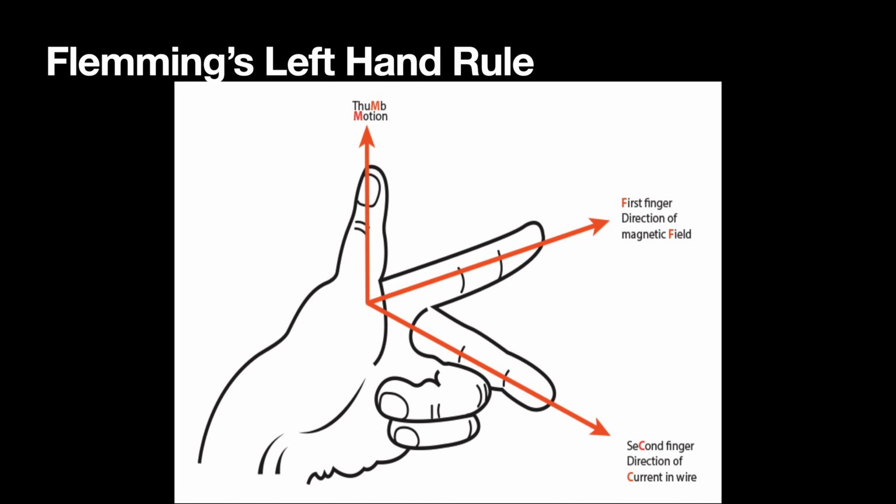If we make our hand into this shape here, our thumb represents the direction of motion or the force experienced by the wire. Our first finger represents the direction of the magnetic field, and our second finger represents the direction of current flow. As you can see, all three are perpendicular to each other. Let's try it out in this case.